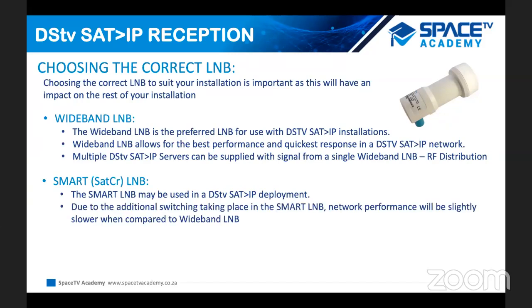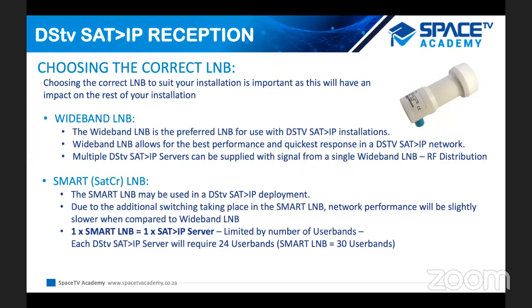Due to the additional switching taking place in the smart LNB, remember the device, like with the decoder in domestic, it uses user bands, it requests information. This will affect the network performance, and it will be slightly slower when compared to the wideband LNB, where there's no switching taking place. And that is one of the reasons why the wideband LNB is also the preferred LNB for these installations. And a very, very important fact is one smart LNB equals one SATIP server.